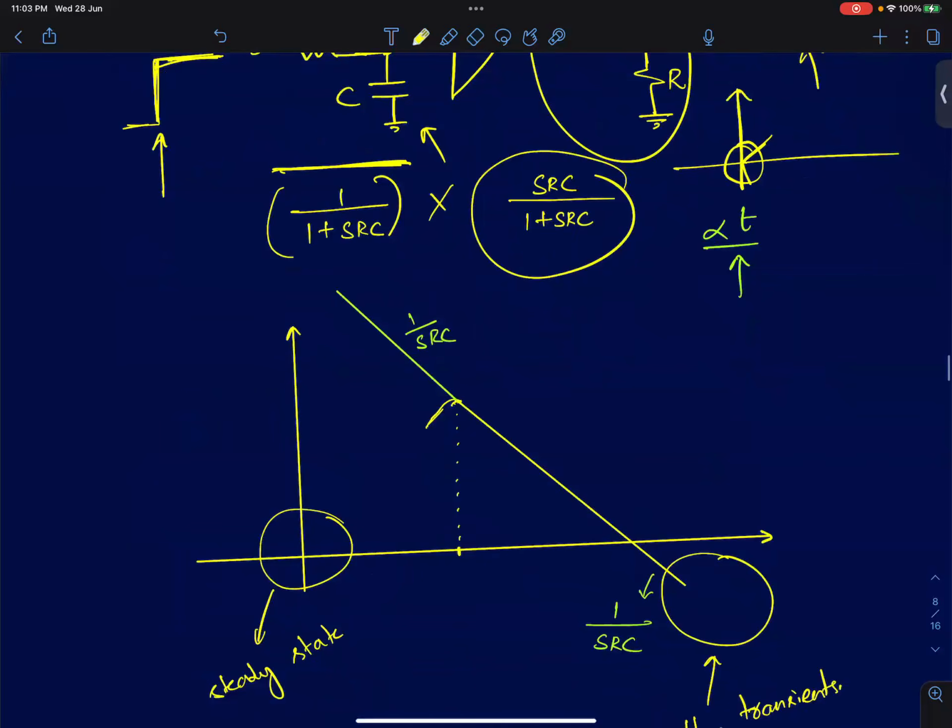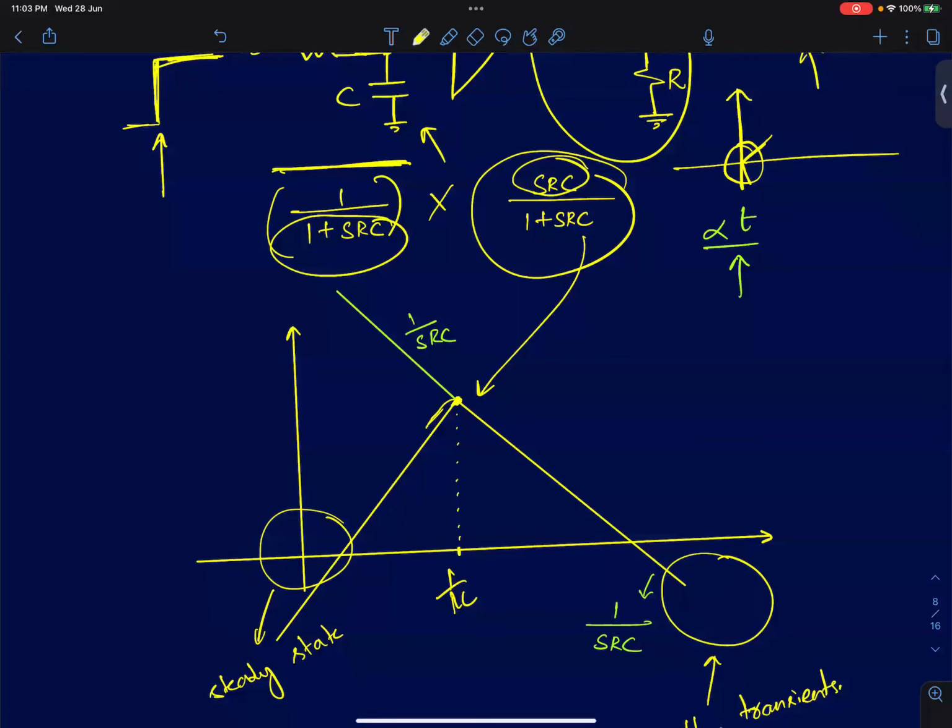So it has a 0 at DC, so it comes from minus infinity, right? And at 1 by RC, that's where the pole is. This gives you a pole, but the one pole here cancels out this 0. And you're left with only one more pole. So the Bode plot for this response initially starts off as a 0.